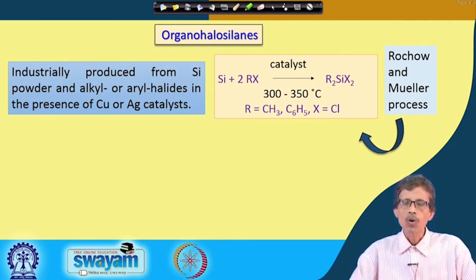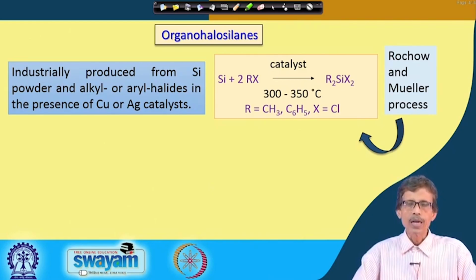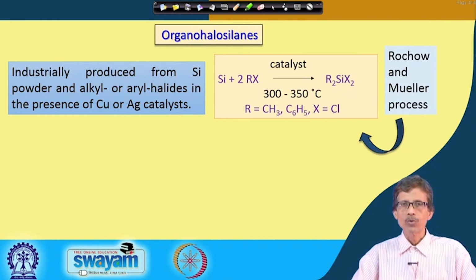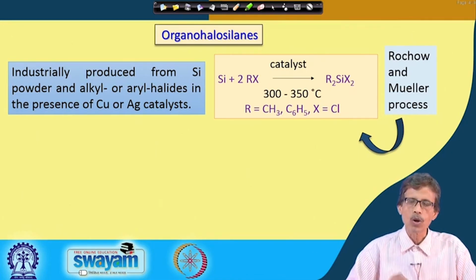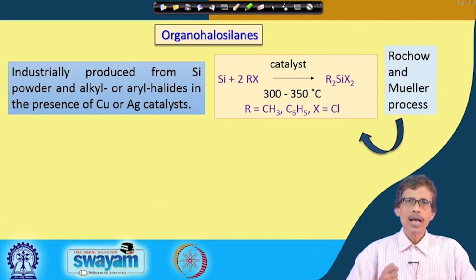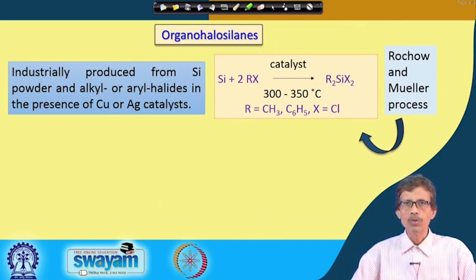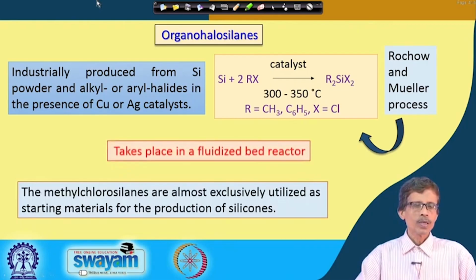So, the control of the reaction conditions, at a particular temperature, catalyst and the different R and X groups, will tell us whether the predominating product is R2SiX2 or something else. One such process is known as the Rochow and Mueller process, which can be utilized for a derivative where two alkyl functions are attached to the silicon center along with two halide functions, that means your X groups.